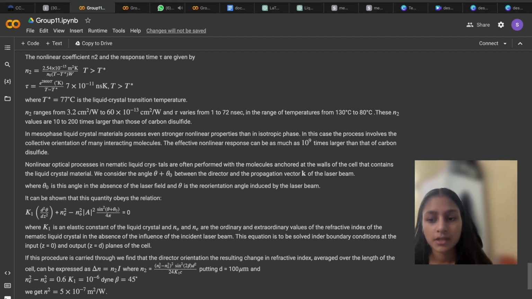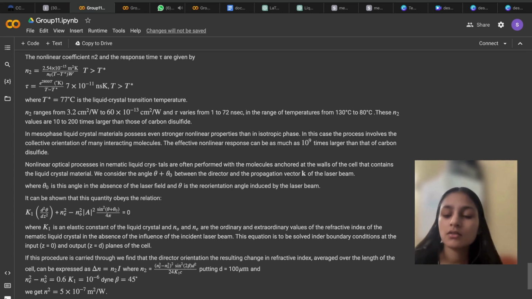So talking about nonlinear coefficient n2 and the response time tau. For this particular case, the nonlinear coefficient n2 was determined to have the value of 2.5 into 10 to the minus 15 when the temperature is above the transition temperature T star, and the response time tau was found to be inversely proportional to the temperature and varied between the range of 1 to 72 nanoseconds for temperature between 130 and 80 degrees Celsius.